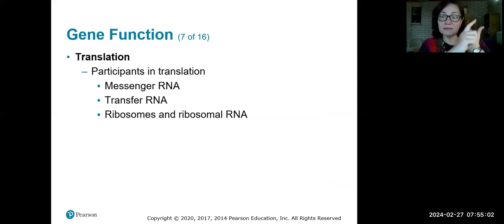genetic information that it picked up as it was being transcribed from the DNA. We need 2 more really important players, and those are the transfer RNA molecules. Those are going to bring the amino acids to the messenger RNA. And finally, the platform on which all of this is happening is ribosomes, which are made out of ribosomal RNA.